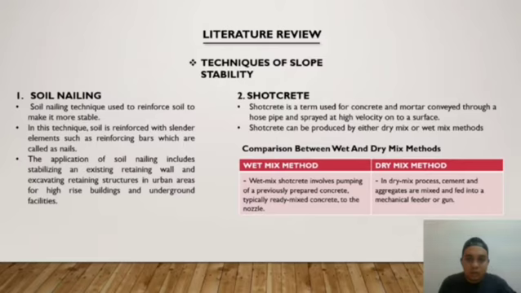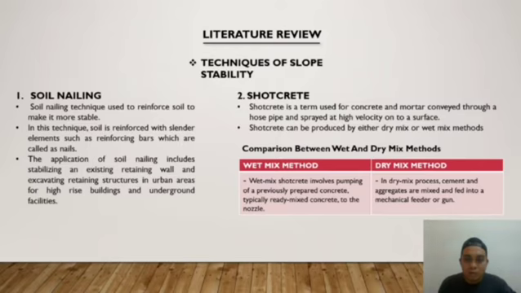In this literature review, we have techniques of slope stability. The first technique is soil nailing. The soil nailing technique is used to reinforce soil to make it more stable. In this technique, soil is reinforced with slender elements such as reinforcing bars, which are called nails. The applications of soil nailing include stabilizing an existing retaining wall and excavating retaining structures in urban areas for high-rise buildings and underground facilities. The second technique is shotcrete.